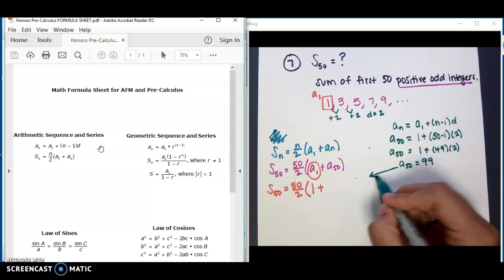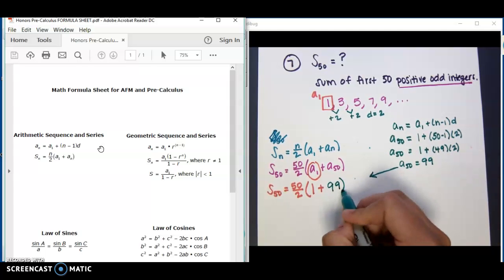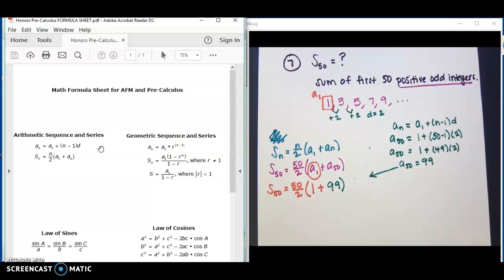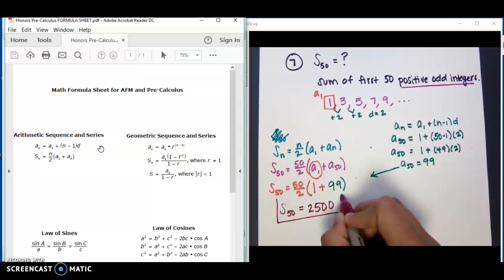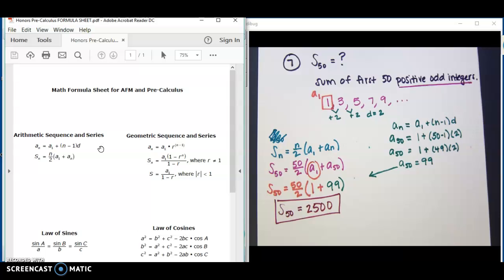Well, that's the number we needed over here. So now we're going to go back into our sum formula and we're going to plug in 99. Now we just have to compute this. So we'll have 25 times 100. So our sum of 50 is going to be 2,500. And there's the sum that we wanted.